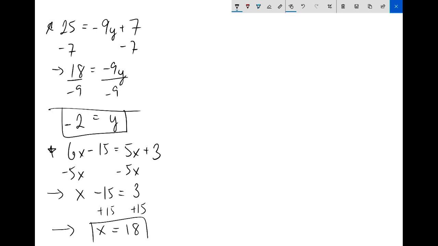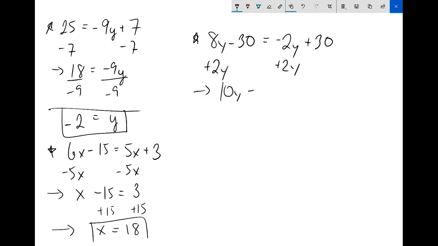All right. So again, just stop me if you have questions. Okay. All right. What came next? The 8y one? So you got 8y minus 30 equals negative 2y plus 30. So again, you can send your y's to either side. I would probably take my negative 2y on the right-hand side and send it over to the left-hand side. So I would add 2y to both sides, and you'd end up with 10y minus 30 equals 30.